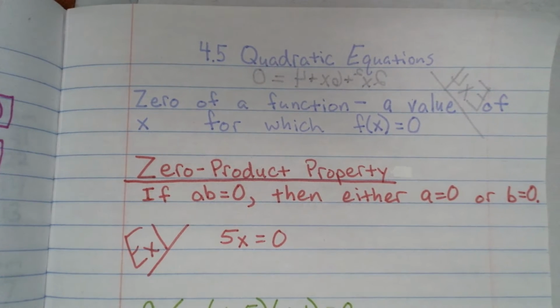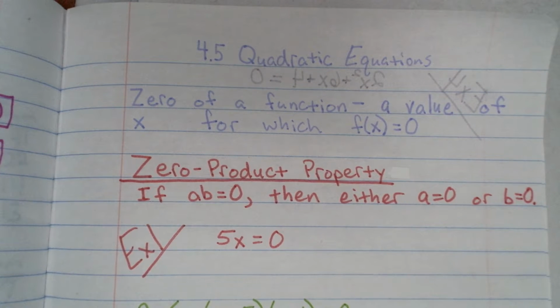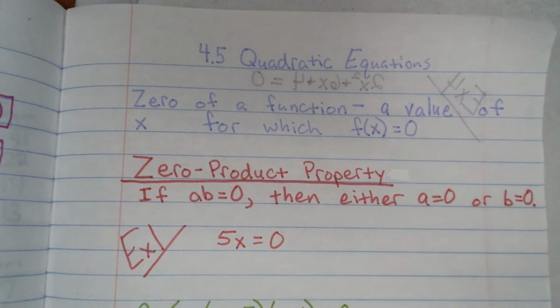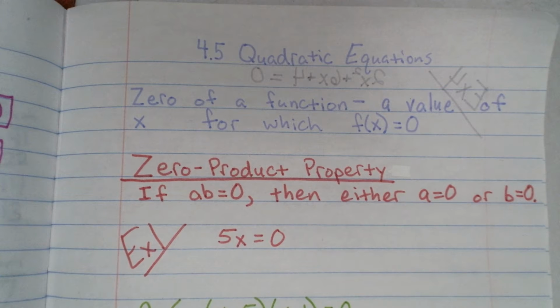All right, so today we're moving on to Chapter 4, Section 5, Quadratic Equations. A big feature of what we're talking about in this video is a zero of a function, which is a value of x for which f of x is 0. And this is, in many parts, going to come down to the zero product property.